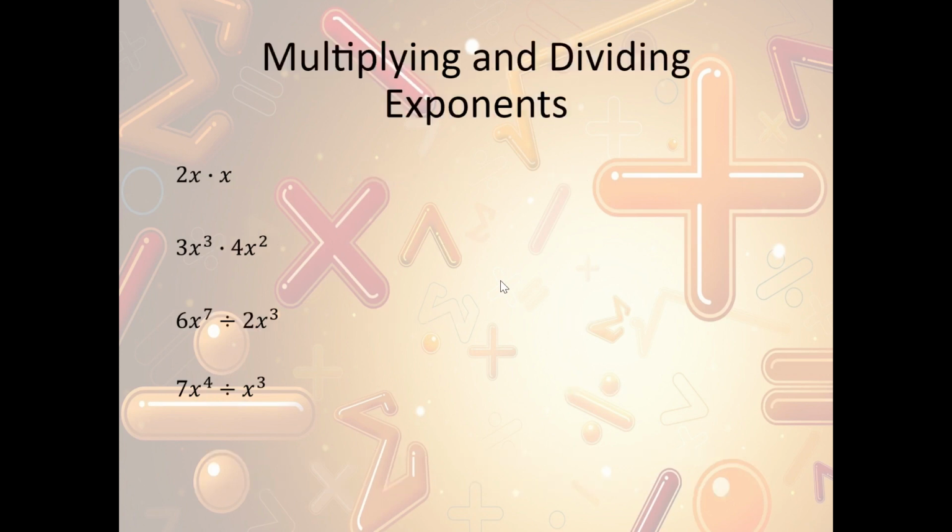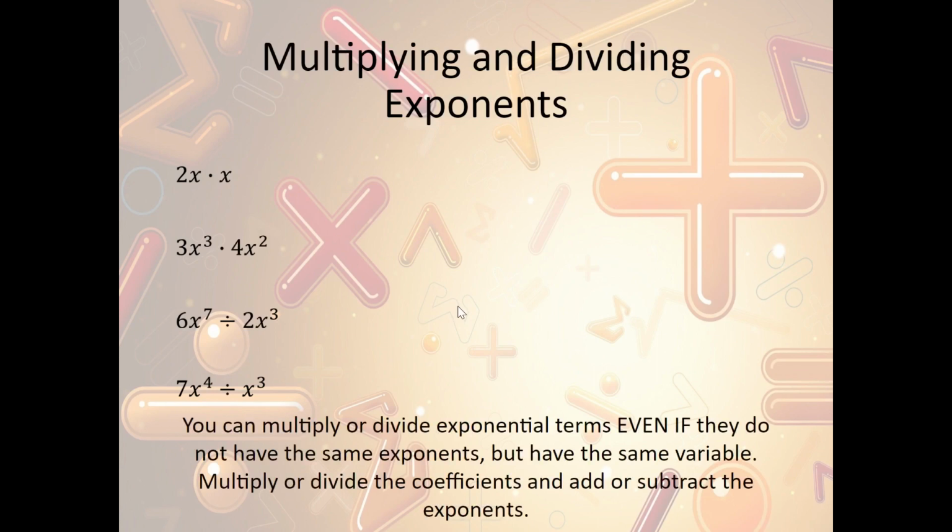Now, when we multiply or divide exponents, the rule is this: when we multiply or divide exponential terms, even if they do not have the same exponents, but have the same variable, we can still do it. The rule is we multiply or divide the coefficients and add or subtract the exponents. So if we're multiplying, we're going to add the exponents. So this is 2 times 1, so that's my coefficient. And I have an x to the first and an x to the first, so I'm going to add those exponents. So I get 1 plus 1 for my exponents. So 2 times 1 is 2, and 1 plus 1 is 2, so it should be 2x squared.